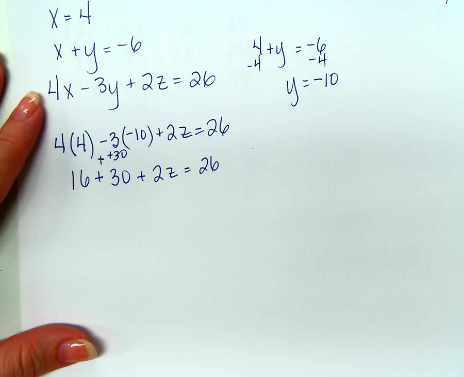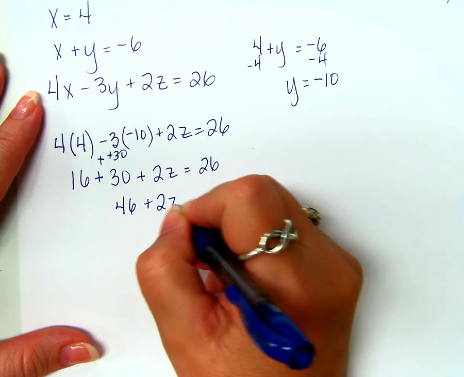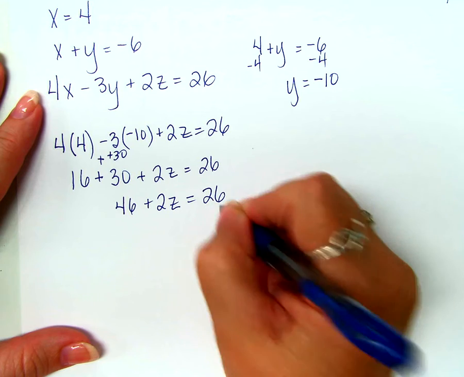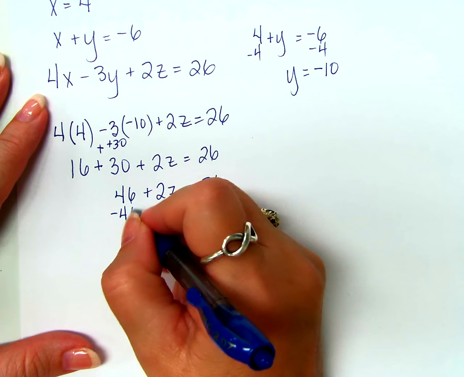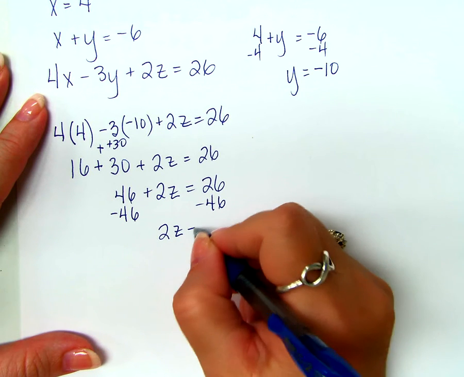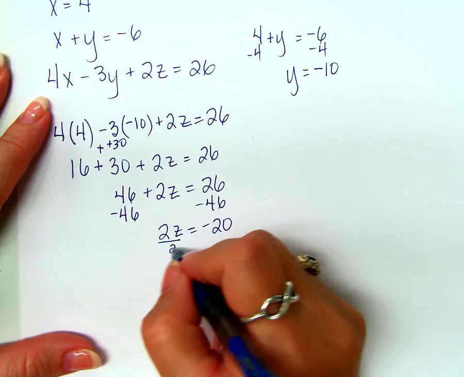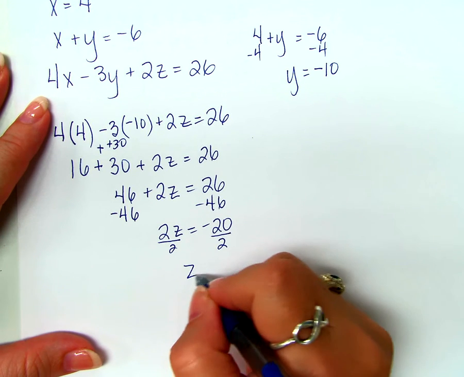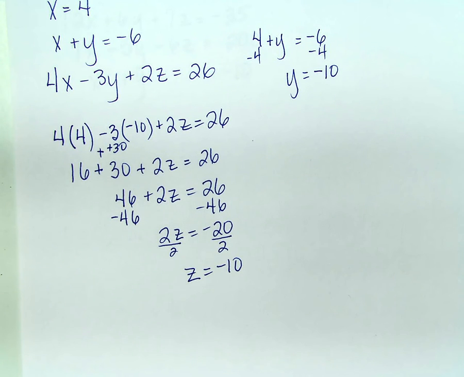16 and 30 is 46. 46 plus 2z equals 26. You guys know how to do this, right? This is our super basic algebra. Subtracting 46 from both sides, 2z equals negative 20. And then when I divide both sides by 2, z is negative 10. So, how do I write my answer?